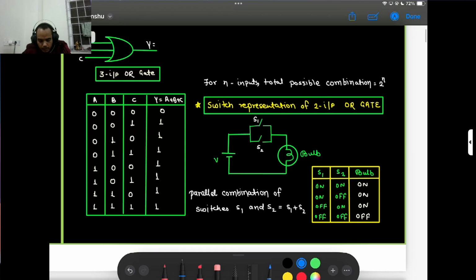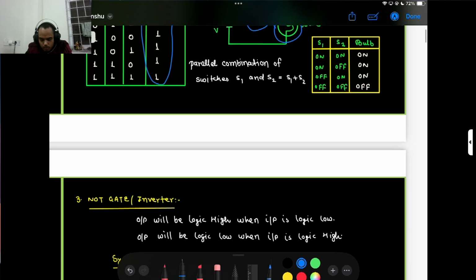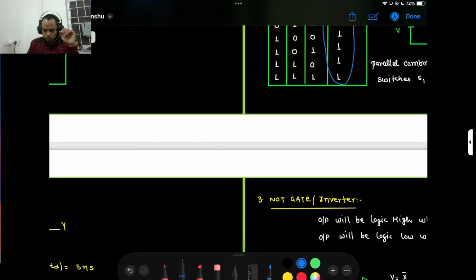And a 3 input OR gate looks like this, just the same with 3 inputs and one output. This is the truth table of the 3 input OR gate, and the switching representation of a 2 input OR gate is like this. If any of S1 or S2 is on, then my bulb is glowing. So it's like a parallel combination of switches S1 and S2.